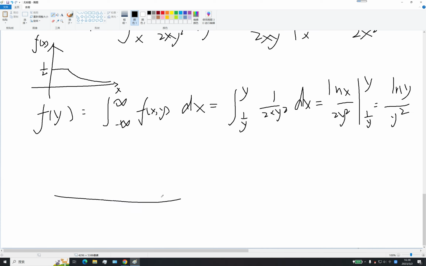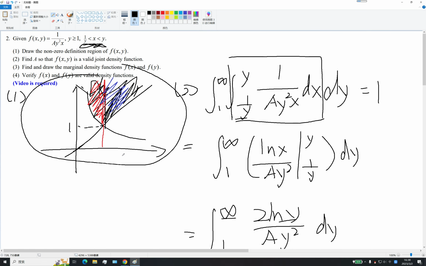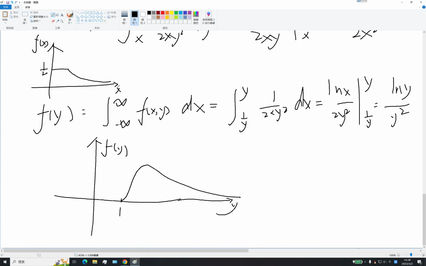And the picture is like this. It starts from 1 and goes out and down. So this is the graph of f_Y. This is y, this is f_Y. And question 4 is to verify f_X and f_Y are valid density functions. It is easy by doing this.